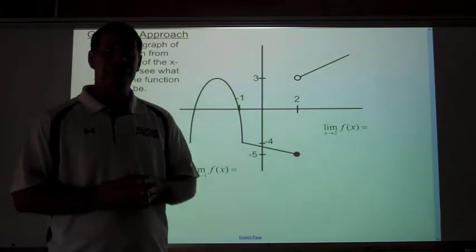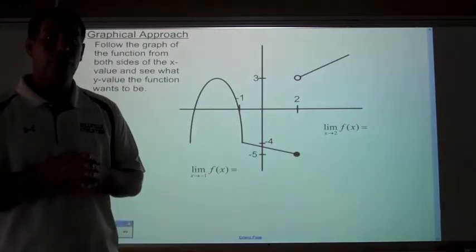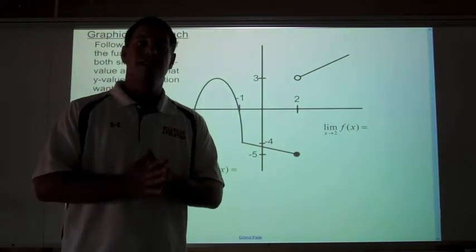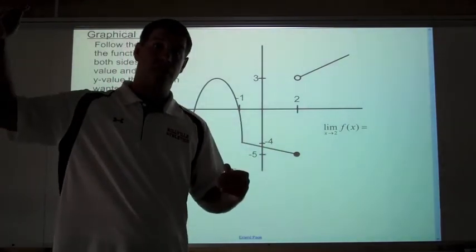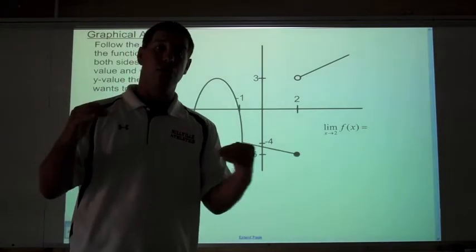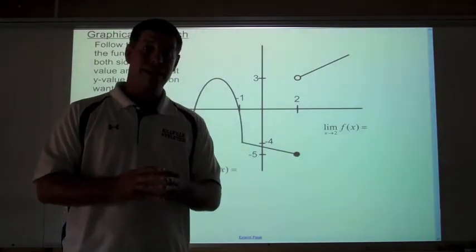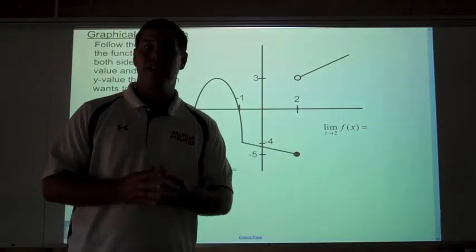Now we have a graphical approach. During a graphical approach, you look at the graph, you look at the picture of the function, and you see what's going on from both sides. Where does the function want to get to from the left? Where does the function want to get to from the right? And the value that they want to be, not necessarily where they're at, is the value of the limit.